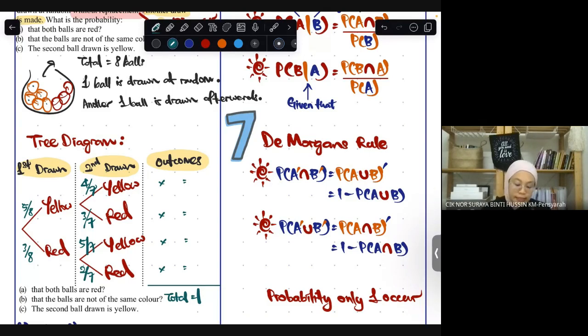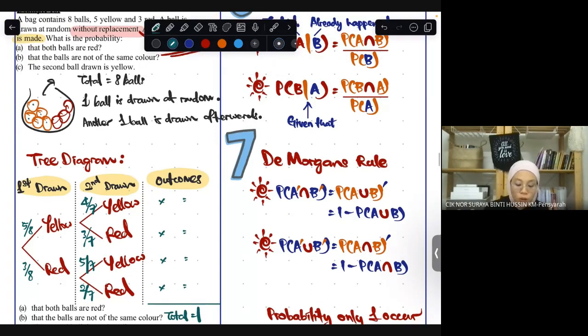So daripada sini you dah pun keluarkan probability dia. After you dah keluarkan probability dia, you boleh cari outcomes masing-masing.